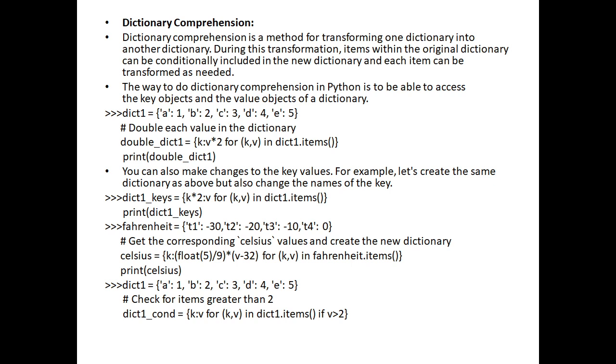So here we already know how to define the dictionary. So dict1 equal to, for example, A is a key and 1, B is a key 2, C is the key 3, D is the key 4, and E is the key 5. This is a dictionary, and if you want to do something with the help of this dictionary, then we can go with dictionary comprehension.